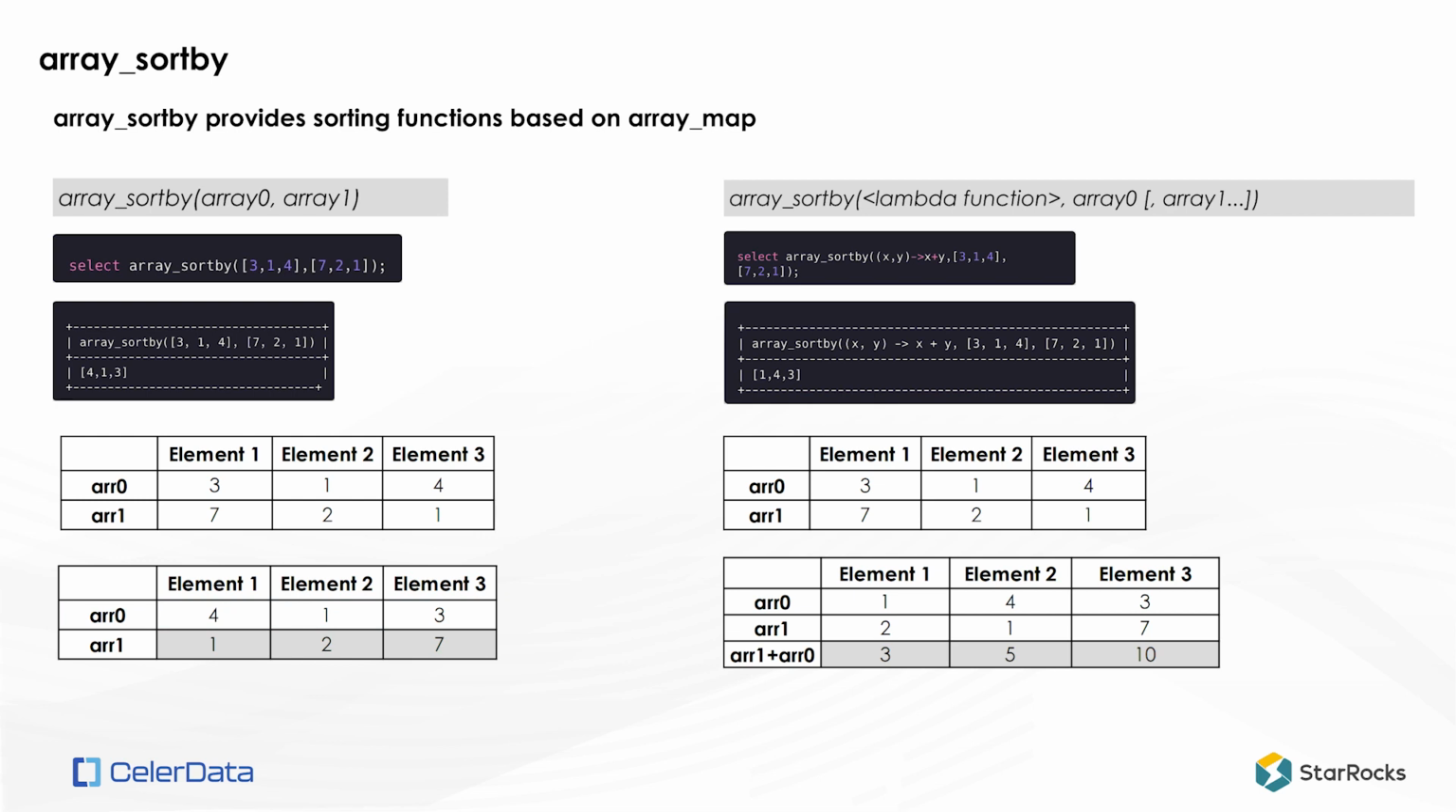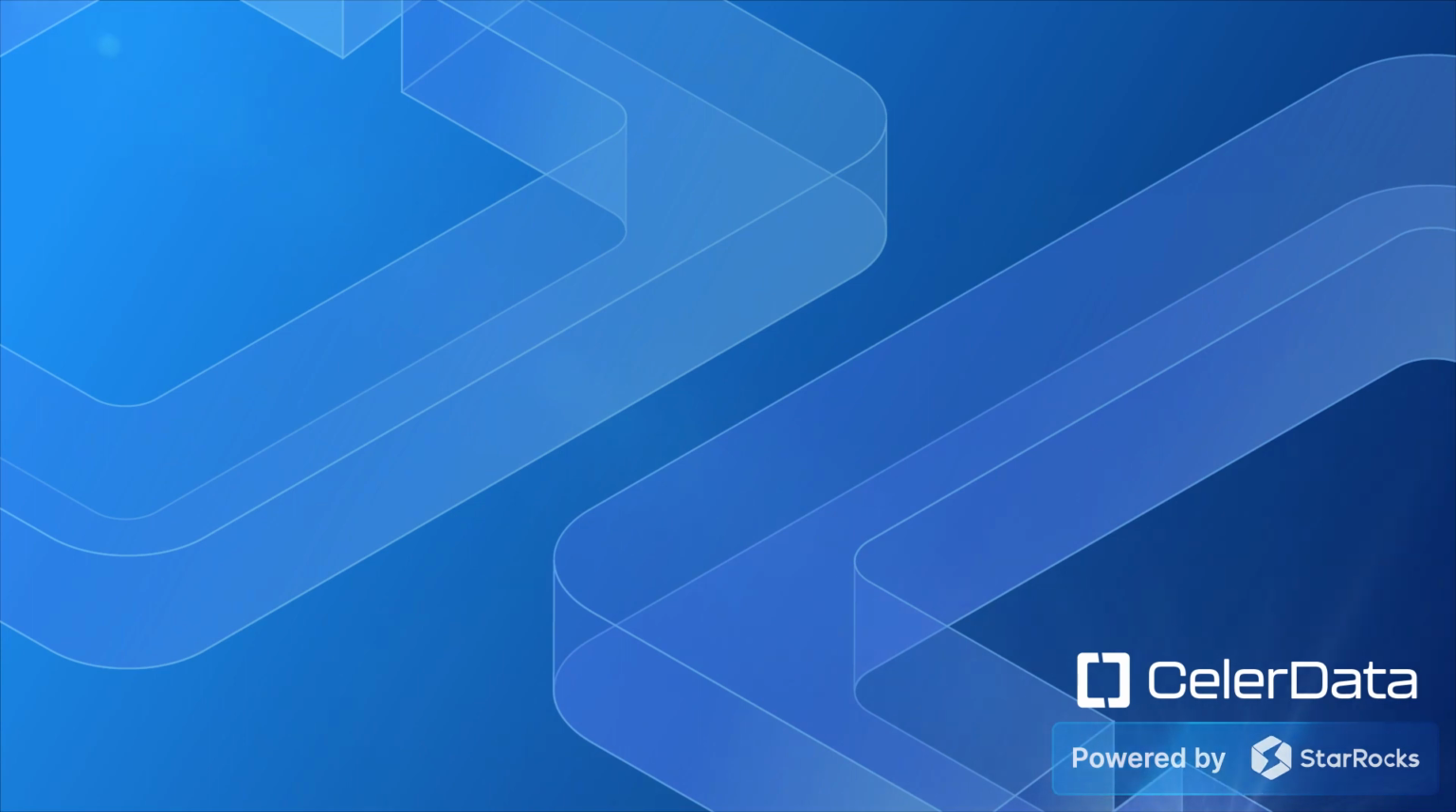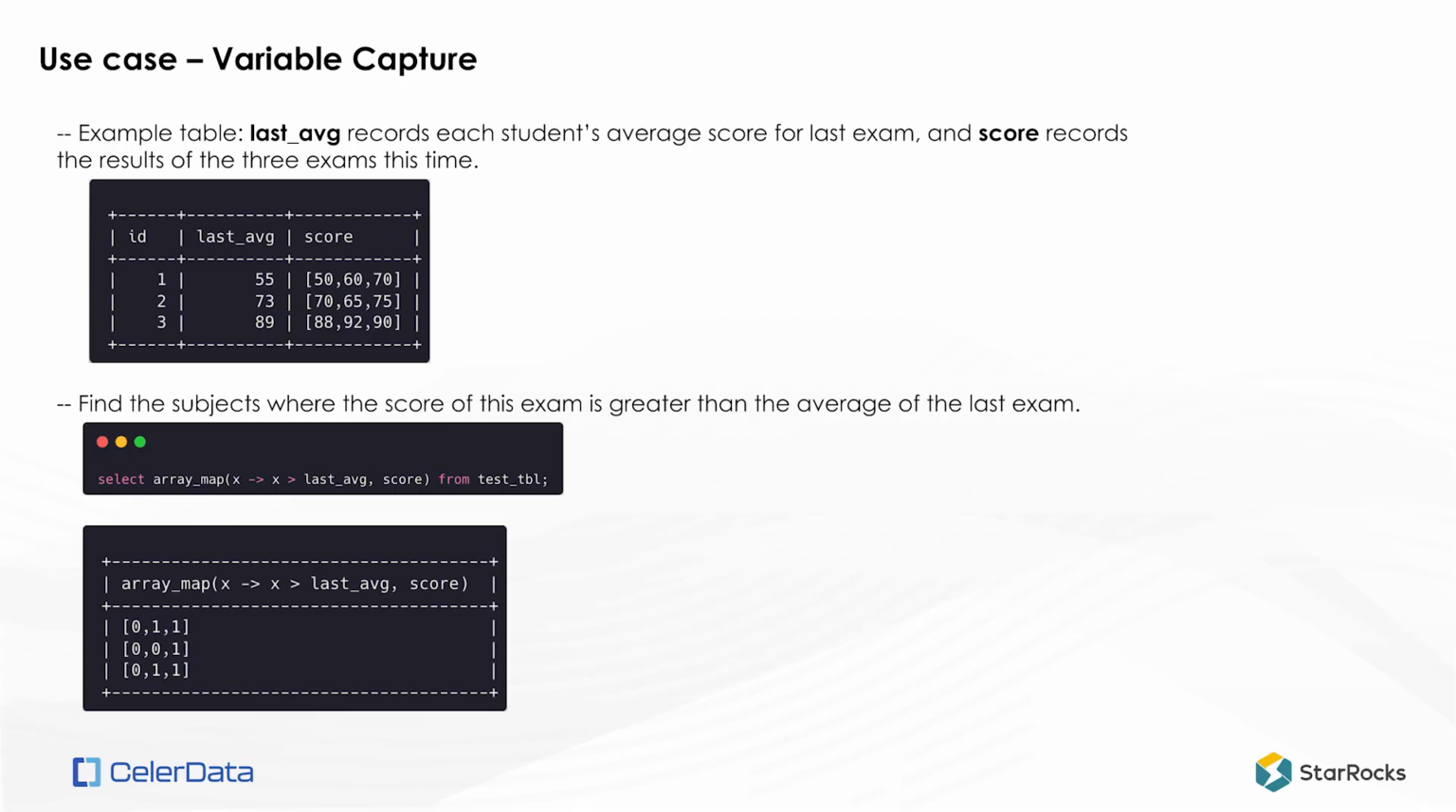The higher order function is similar, only sorting based on the ascending order of the results calculated by the Lambda expression. For example, here, it is sorting based on the sum of array 0 and array 1 as the corresponding output. These functions' flexibility enables them to be a handy tool in many analytics scenarios. Let's take a look at 2 very simple examples below.